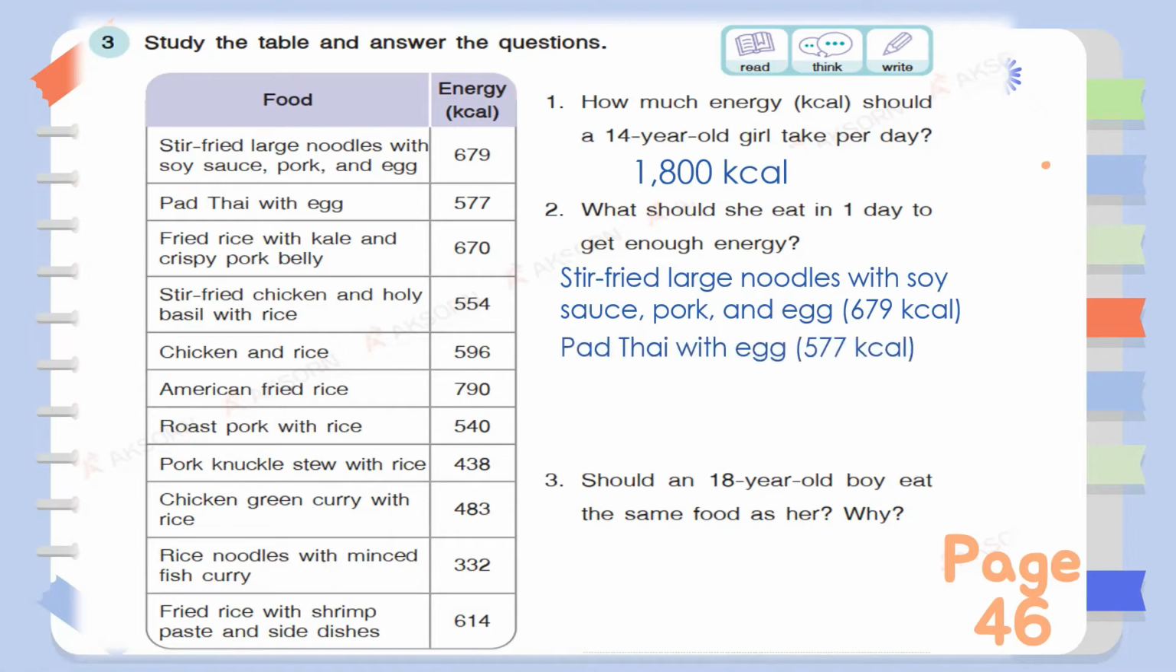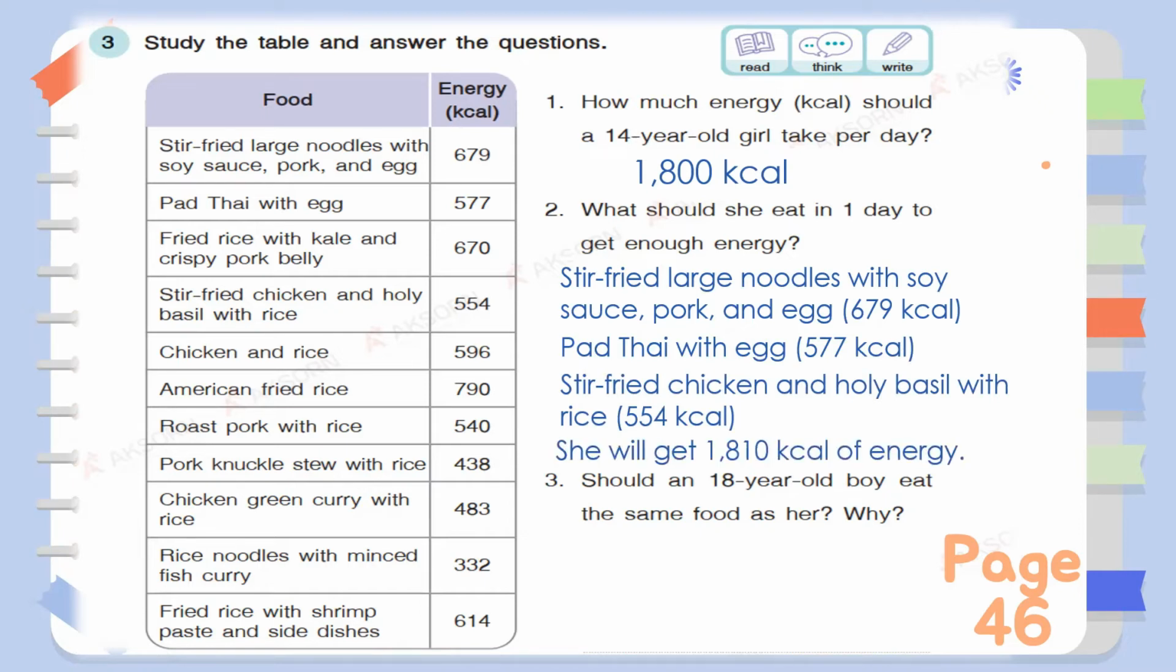Let's say pad thai. Pad thai with egg contains 577 kilocalories. But again, that is not enough. If you add 679 and 577, that's not enough for 1,800 calories. So she has to eat one more food, which is, let's say, stir-fried chicken and holy basil with rice. That is 554 calories. Now, if you add all those calories from these foods, she will get 1,810 kilocalories of energy. So that is enough for her body in a day.